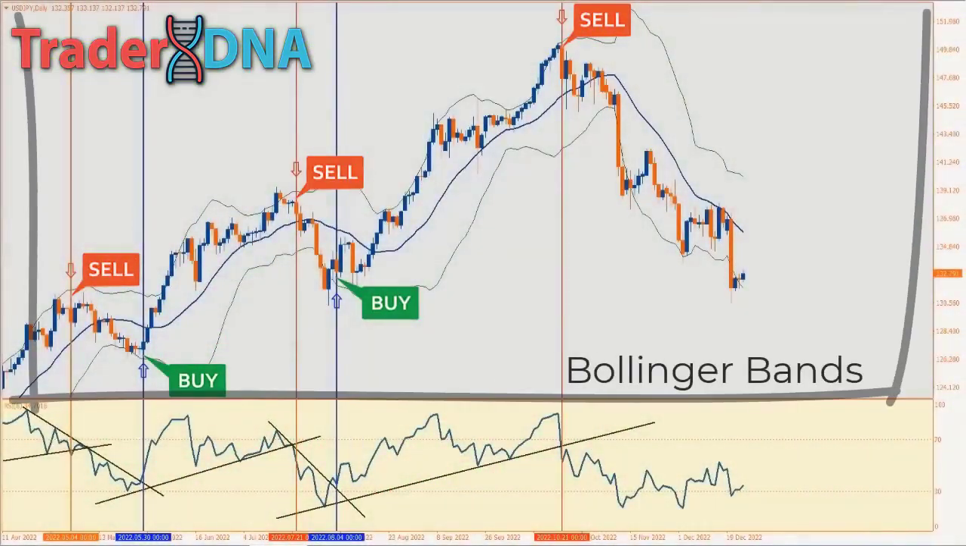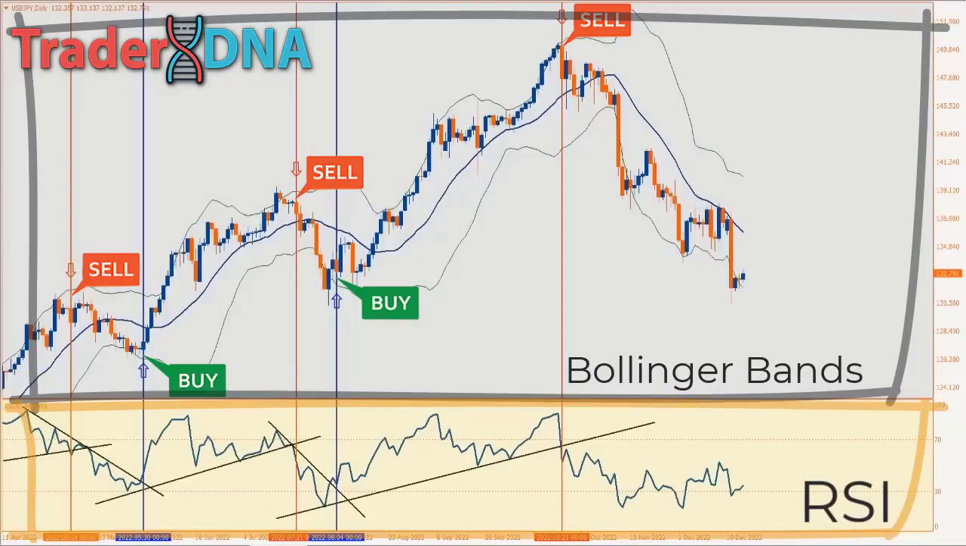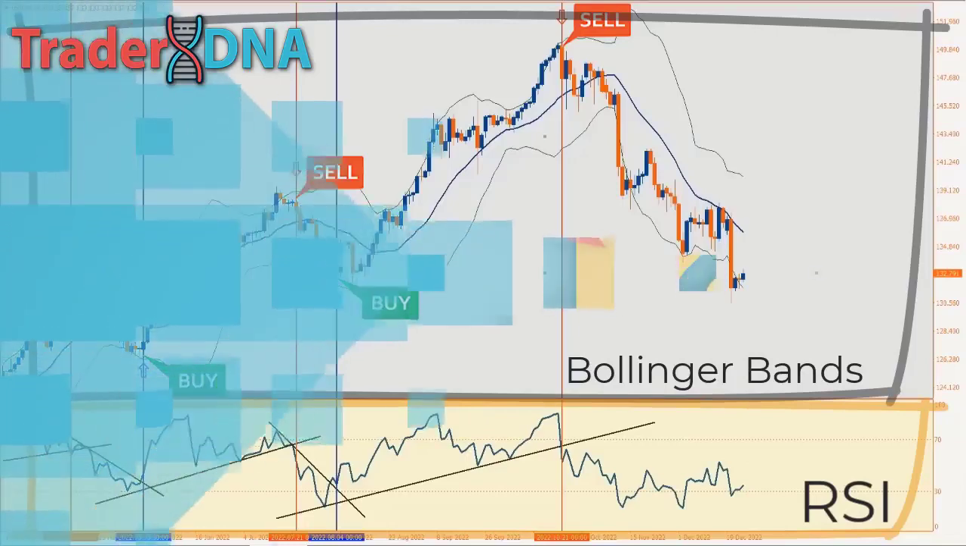Bollinger Bands and RSI are very popular indicators. Traders have mastered how they can help market analysis. But before going into the specific discussion, let's take a look at a flashback about the two indicators.